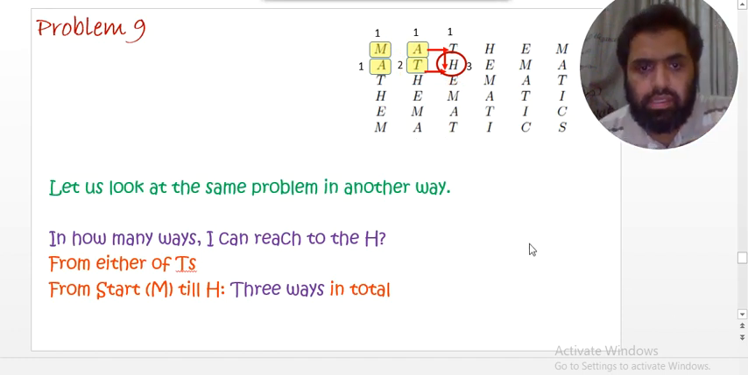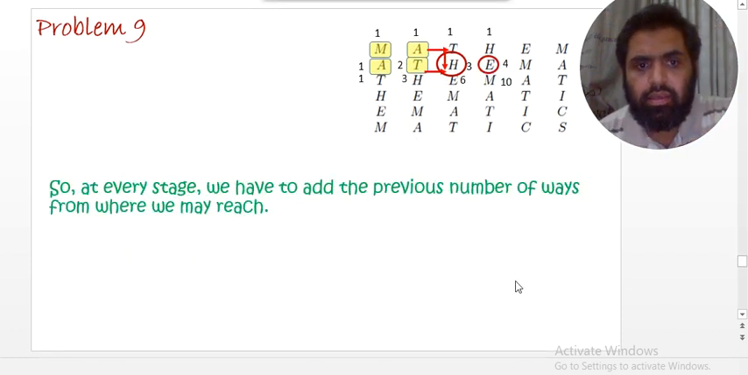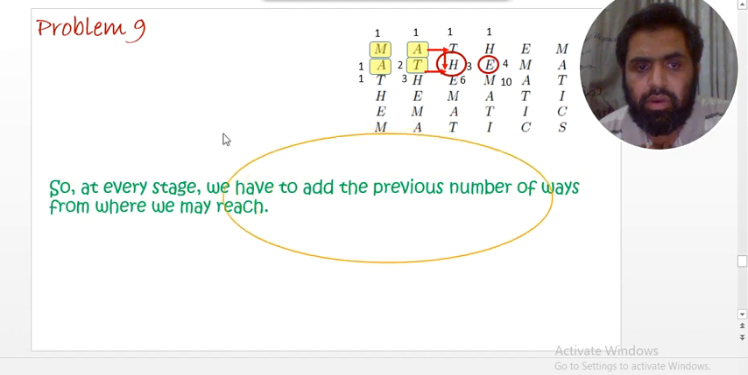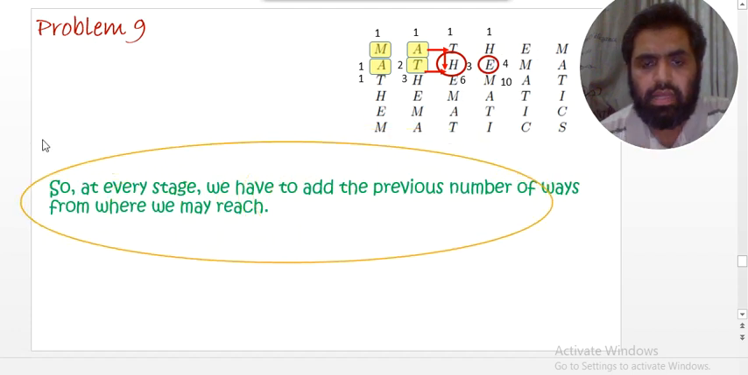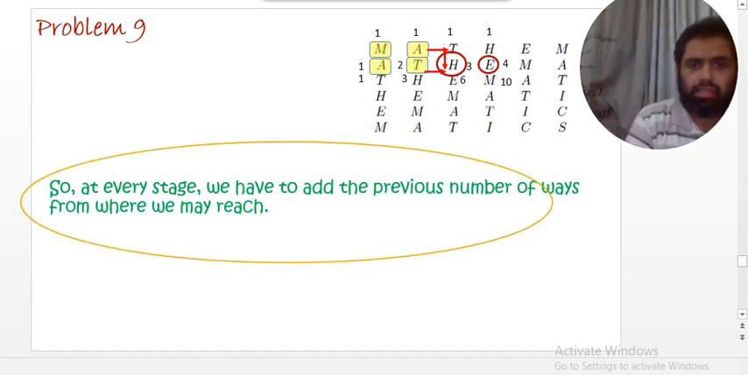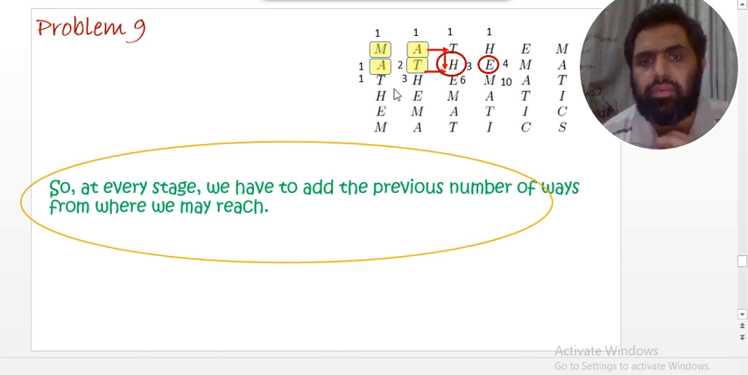So in general I can say at every stage we add the previous number of ways from where we are reaching. So we have to add these two numbers. For example, in the last case for H, from T to H there is one way, and till this T there are two ways, so 1 plus 2 is equal to 3 ways. Let's look at some other one.